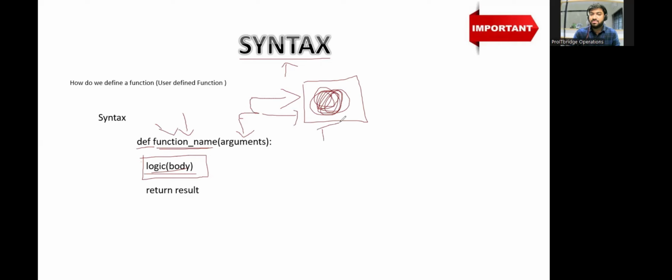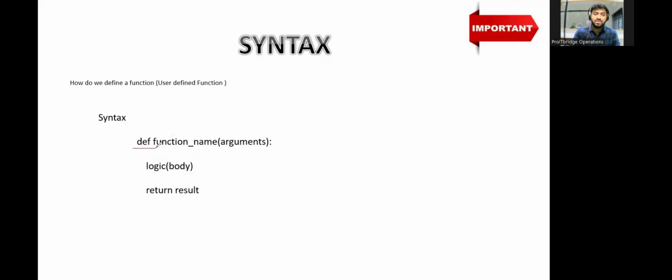Okay, what is the function name? Let me repeat again. We start with the def keyword and then we define a function. Then we pass the arguments. These are going to be our inputs. And then we define the logic, whatever computations we want to do. All the computations we are going to do are defined in this black box. And then we return the results.